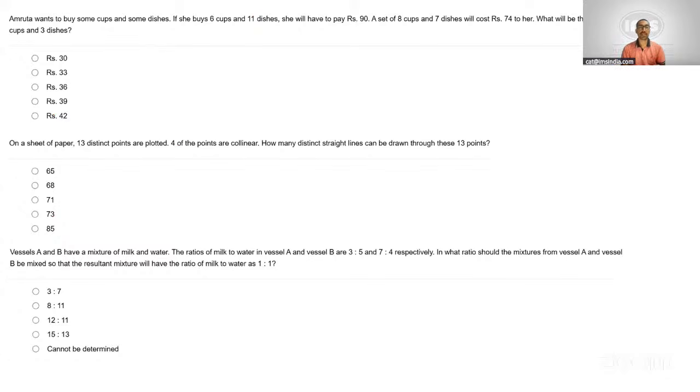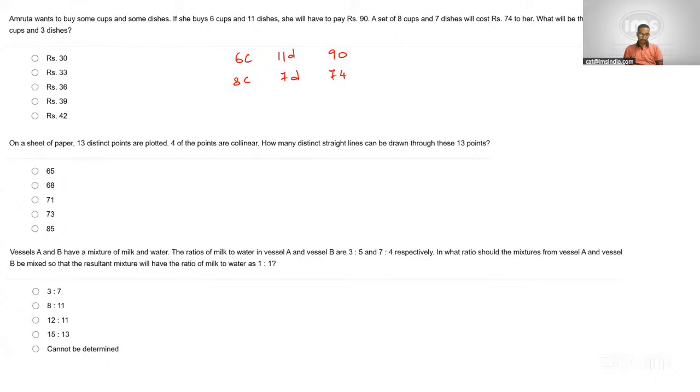Amrita wants to buy some cups and some dishes. If she buys 6 cups and 11 dishes, she will have to pay 90. A set of 8 and 7 will cost 74. What will be the cost of 3 cups and 3 dishes? Let me see if I can solve equations. Looks a bit harder. 6 cups, 11 dishes, 90. 8 cups, 7 dishes will cost 74. Can I take somewhat of an educated guess? Doesn't look easy as of now. So I guess I'll leave this for now.